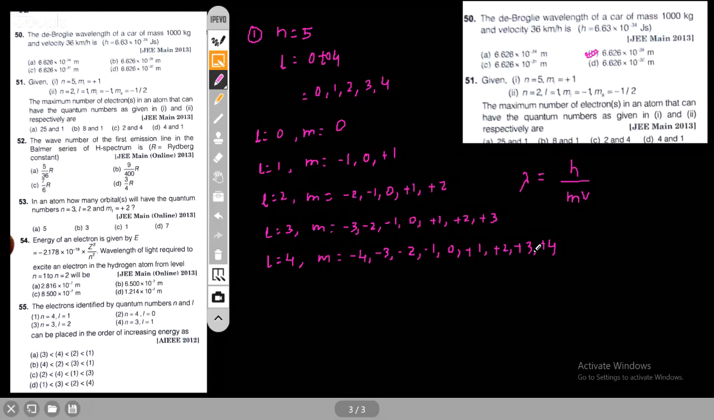So where we have the condition m equal to plus 1, we have plus 1 here. So 2 electrons here, plus 1 here, 2 electrons here, plus 1 here, 2 electrons here, and plus 1 here, 2 electrons here. So we can have only 8 electrons possible in the first case. Yes, correct.